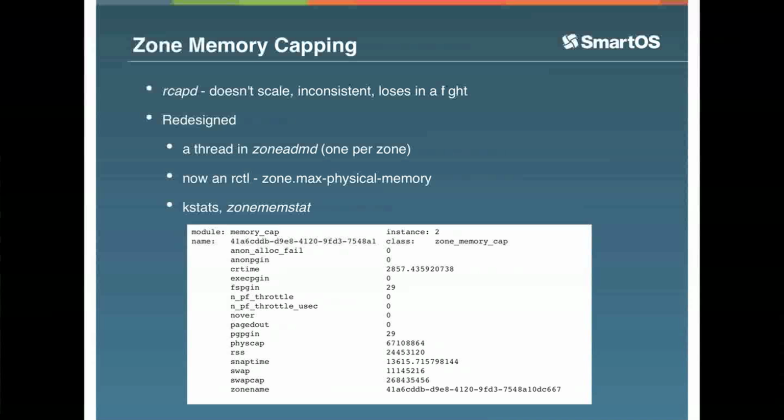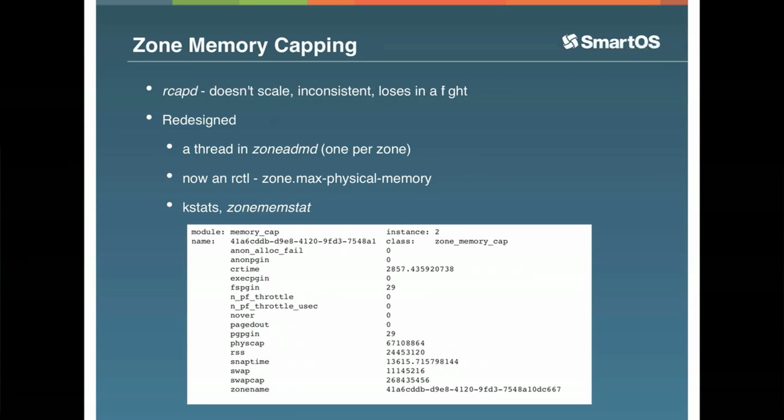So what we had to do is redesign the way memory capping works. Instead of a single daemon trying to cap all of the zones, we now have a thread inside zoneadmd, and there's one zoneadmd per zone, so each one is doing the management for that zone. So now the zoneadmd will just manage the memory cap on the zone that it's managing. So it'll scale directly with as many zones as you're running on the system.